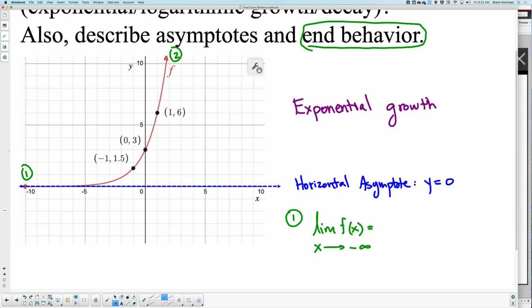Negative infinity. Now, here's where the horizontal asymptote comes in. You see how that says y equals 0? This arrow is approaching what y value? Here's the question. Is it rising? Is it falling? Is it getting really, really flat? Or is it stopping at a point? It's getting flat. What y value is it getting flat on? 0. A horizontal asymptote will always come with a limit with that value placed in.